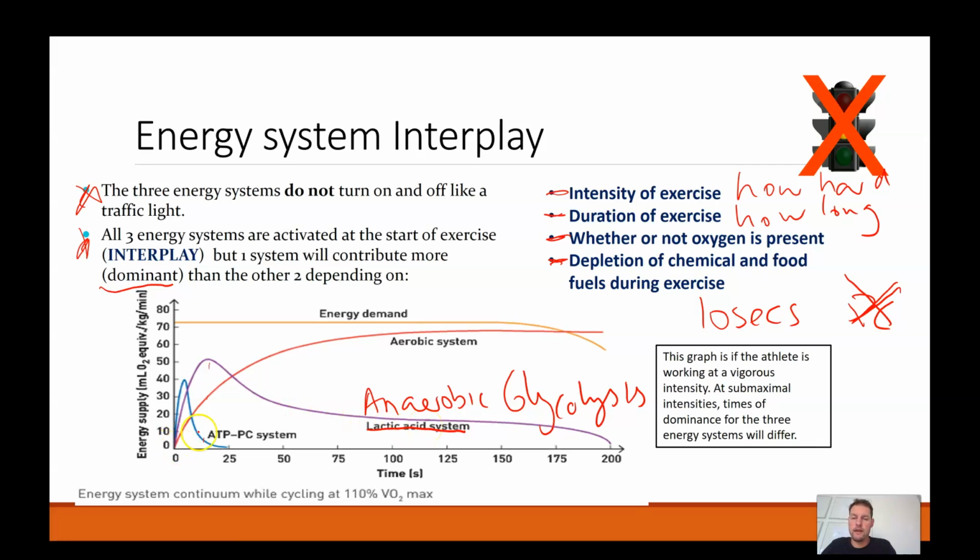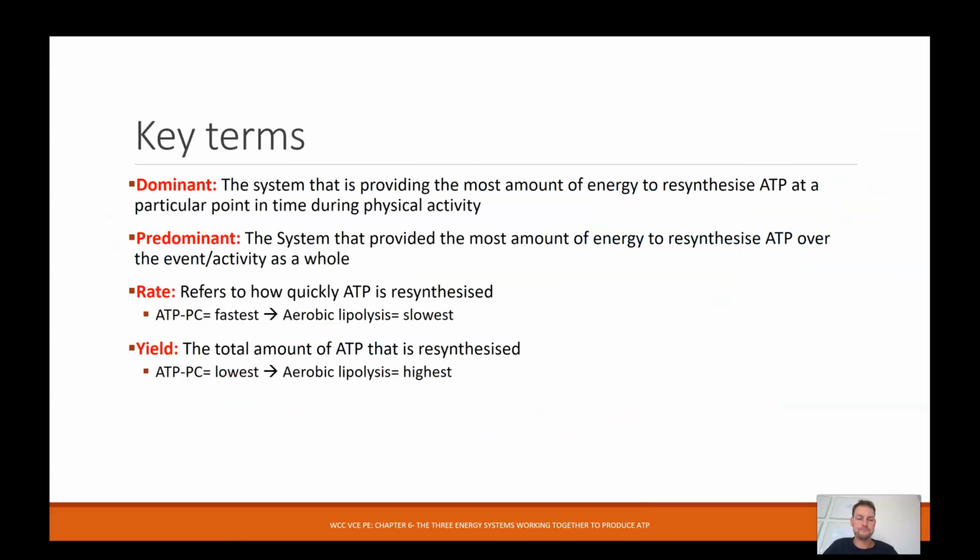And we can see our aerobic system, after about 45 to 60 seconds, depending on how fit someone is, slowly increases. It starts at the very beginning, but its contribution is slowly increasing to a point where it becomes the main provider, and after 75 seconds it will always be that main provider. But we can see they're working together.